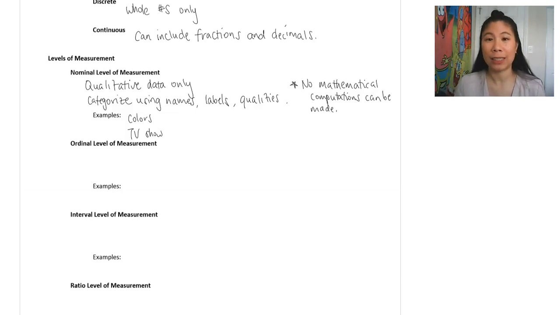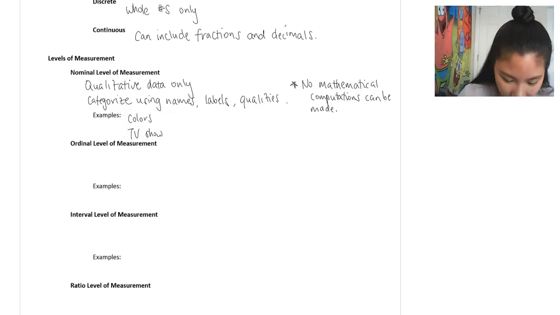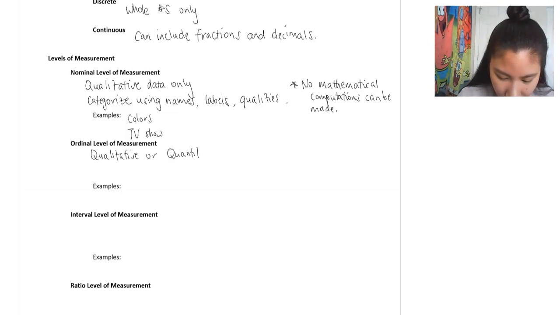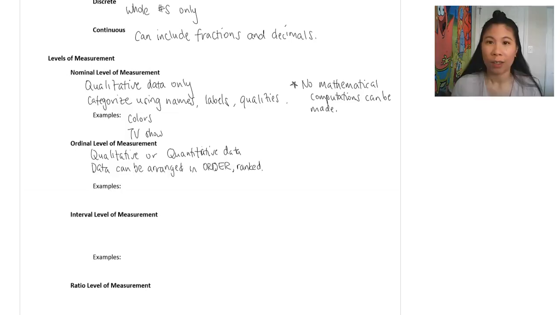Okay, the next level is the ordinal level of measurement. So at the ordinal level, you can include either qualitative or quantitative data. The easiest way to remember ordinal is that the data can be arranged in order. So there's some sort of order to it, or you can do some sort of ranking system with it. But differences in data entries is not meaningful.